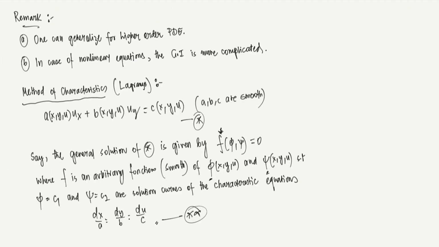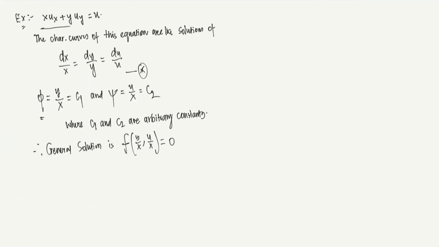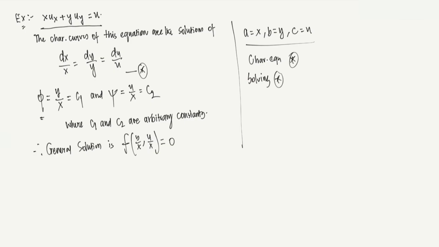So exactly what are we doing here? Let us again understand. This is the equation given to us, right? What is our a? A is x. What is our b? B is y. And what is our c? C is u. First of all, once you have the equation, you can always write down the characteristic equation. The characteristic equation is given by this star. Now, solving star, we get the characteristic curve.